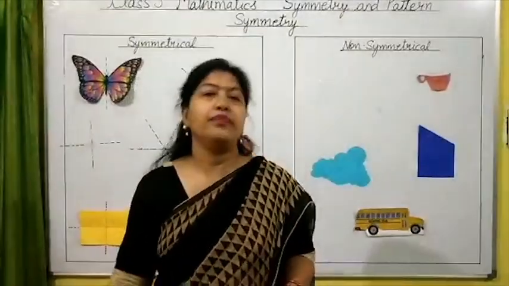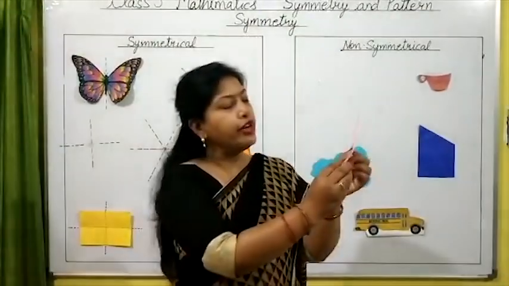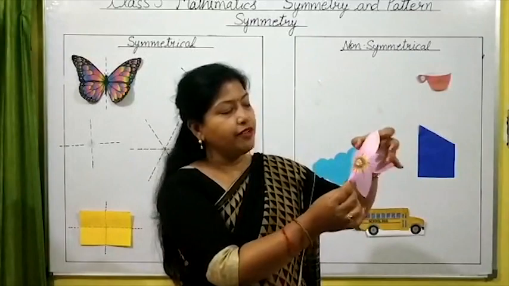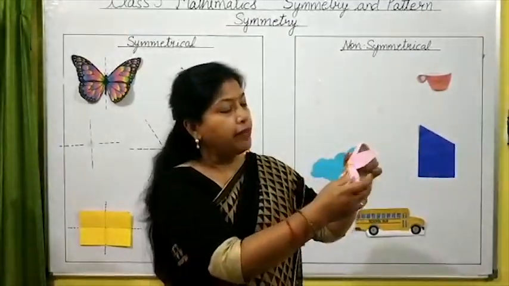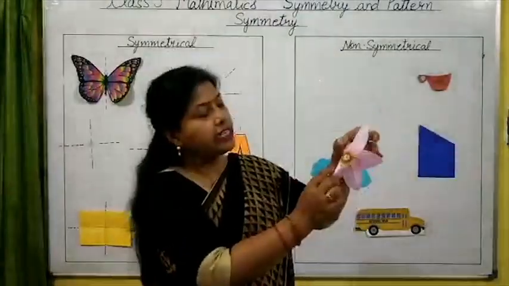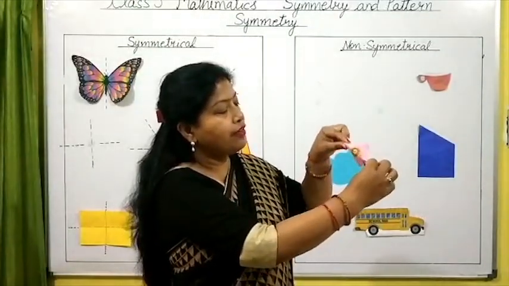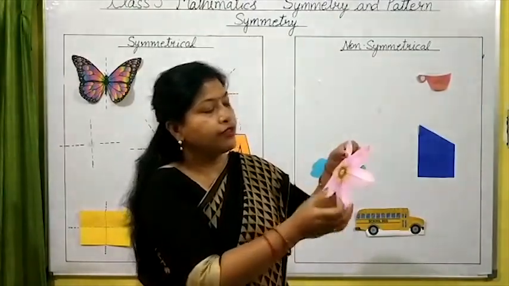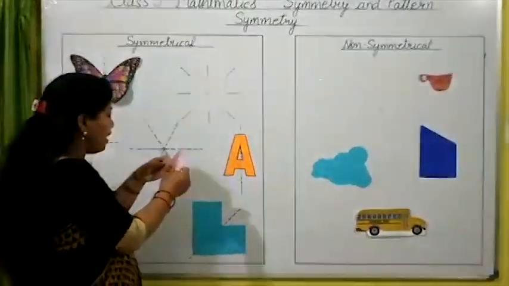Now I have a picture of a flower. By folding this flower in this way, we get both the parts matching each other, and by folding in this way, again we get both the parts matching each other, and by folding in this way, again we get both the parts matching each other. So this flower has symmetry and it has more than one line of symmetry.